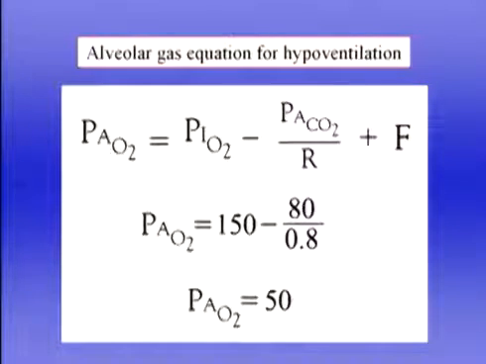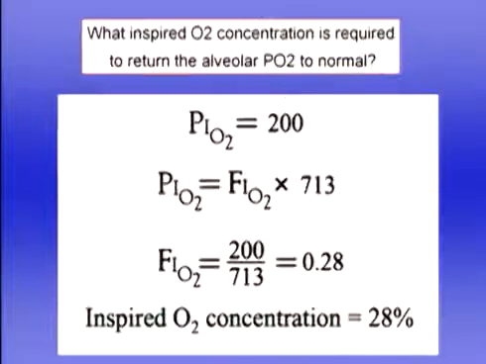If we wanted to bring that alveolar PO2 back to the normal value by giving the patient some enriched oxygen to breathe, what oxygen concentration would we need? In other words, what we want to do is raise that alveolar PO2 from 50 to 100, and by inspection you can see that the way to do that would be to increase the inspired PO2 from 150 to 200. So the question is, what oxygen concentration do we need to give us an inspired PO2 of 200? And that's shown here.